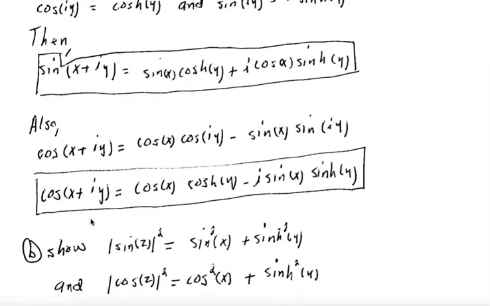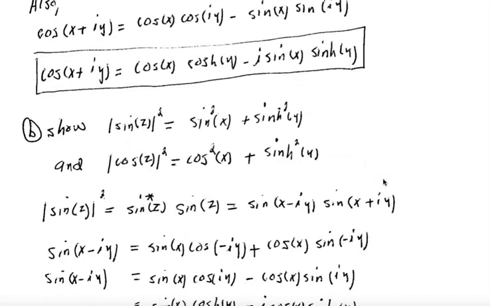Also, in a similar manner, you go through the calculations here, you make the substitution, and you get this expression for the cosine of this complex variable, written in terms of these sums of products. Also, now you want to show that the magnitude squared of sine of z is equal to this expression, and the magnitude squared of the cosine of z is this expression. First thing I do is to realize that the magnitude squared is the complex conjugate of sine of z times the sine of z.